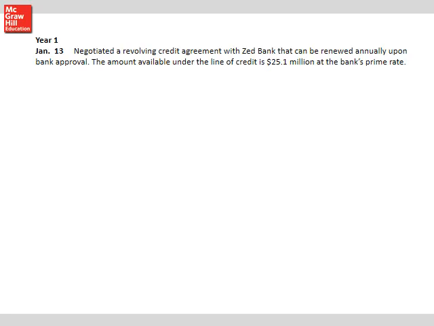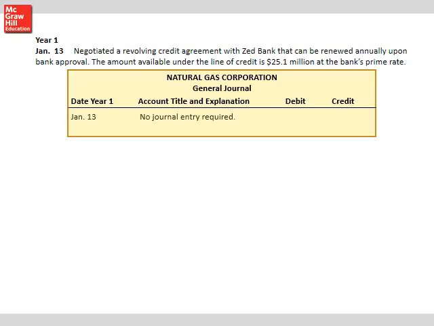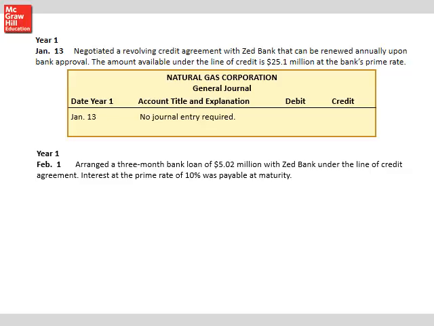Okay, so year one, the first thing that we do, we negotiate the revolving line of credit with Z Bank. Now, no entry is going to be required here. Why? Because nothing has actually transpired. We have agreed to something, but we have not actually borrowed the money yet. We've agreed to be able to borrow the money, but we have not actually borrowed the money. So no journal entry is required. Then on February 1st, we actually borrow. So now this time we're going to have to make a journal entry because we actually borrow the money, $5.02 million, with a 10% payable at maturity.